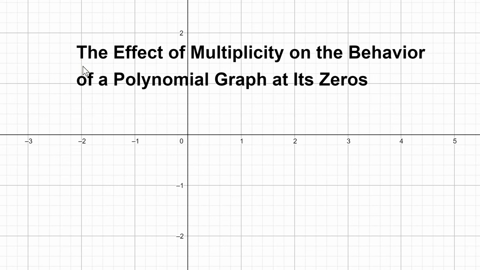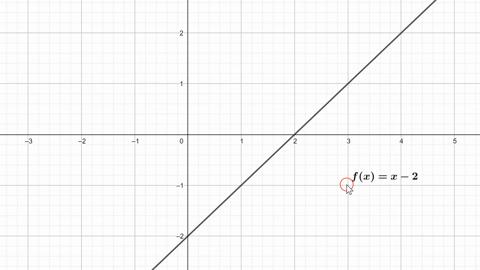In this video, I want to look at the effect of multiplicity on the behavior of a polynomial graph at its zeros. So let's take a look at our first function. I have f of x equals x minus 2. If I need to find the zeros of this function, we set f of x equal to 0, so I get x minus 2 equals 0, so x equals 2.